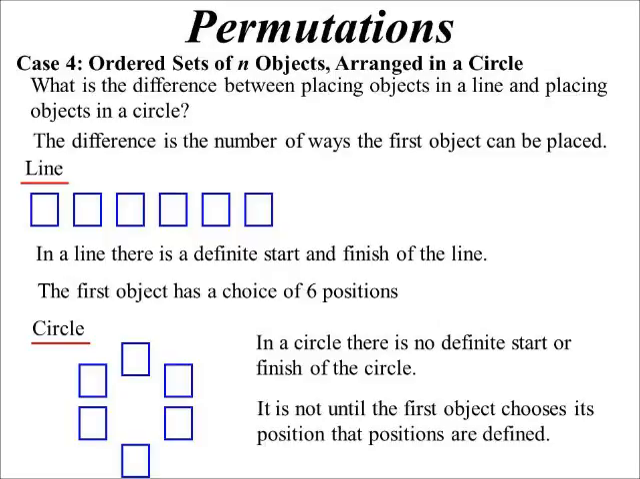but then once you place that first object, now you can define the positions because you can say, oh, well, there's one to the left of that object or 2 to the right of that object and so on. But it's not until there's an object in the circle you can define the positions of the circle. So we don't have a start or finishing point. So how does that change things?